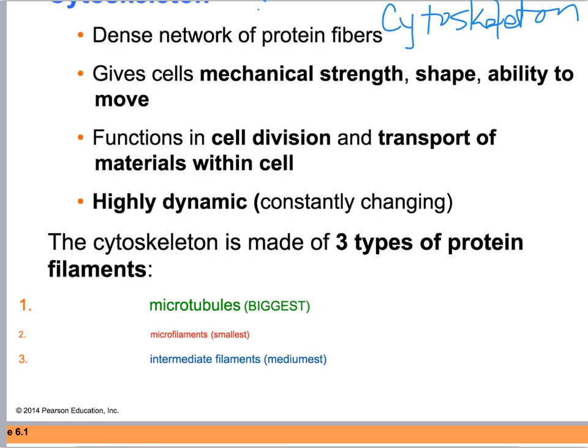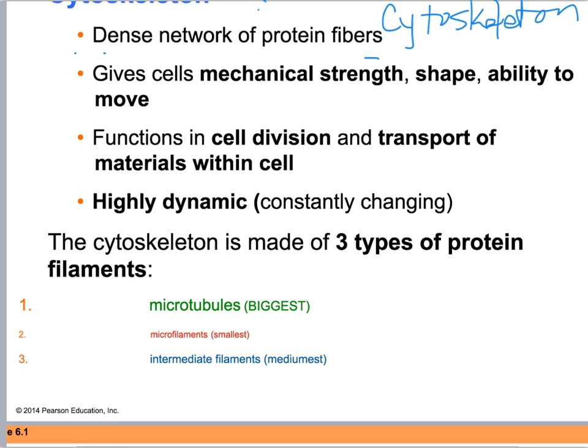So the cytoskeleton is a dense network of proteins. There are these big protein fibers, and it's a dense network of these proteins. They're going to give the cell strength. They're going to give it shape and ability to move. They're going to function when the cell divides.